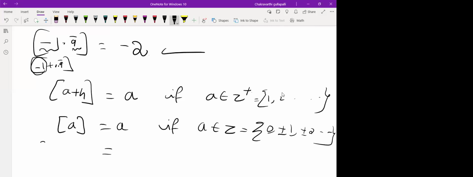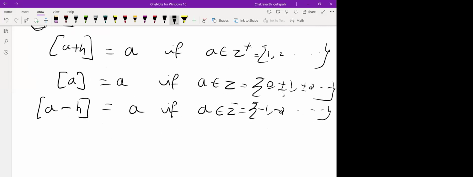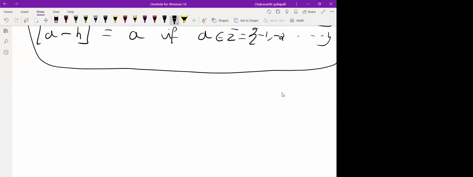Next, box of A minus H will be equal to A itself if A belongs to Z minus. Z minus means -1, -2 and so on. So this is the summary of the box function. We require this for testing discontinuity, continuity, and whether a limit exists or not, everywhere. So remember this. The original definition is that.